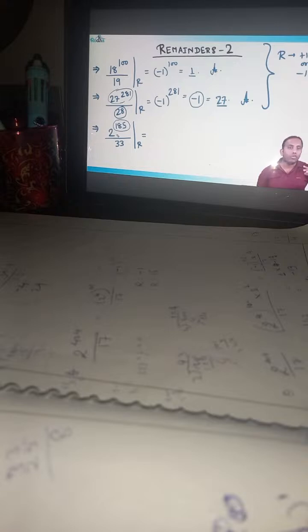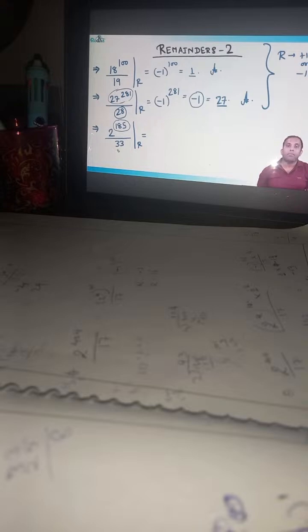I have to look for a few powers of 2 that, when divided by 33, give remainders of plus or minus 1, right? Obviously till 2 raised to 4 is 16, there's no chance, because 2 raised to 1, 2 raised to 2, 2 raised to 3, 2 raised to 4 are all much less than 33. So I will never get a remainder of plus or minus 1. I have to look for the close numbers in 33 or in multiples of 33.